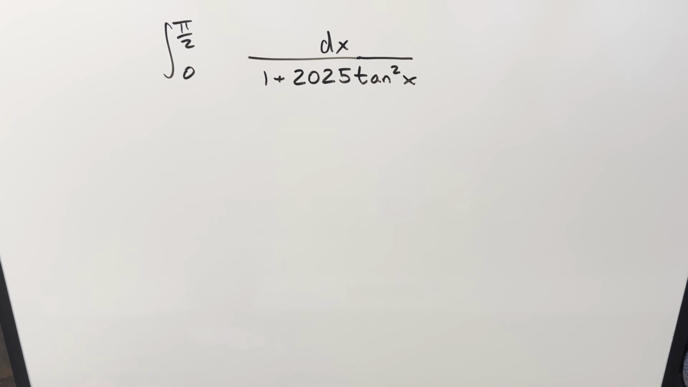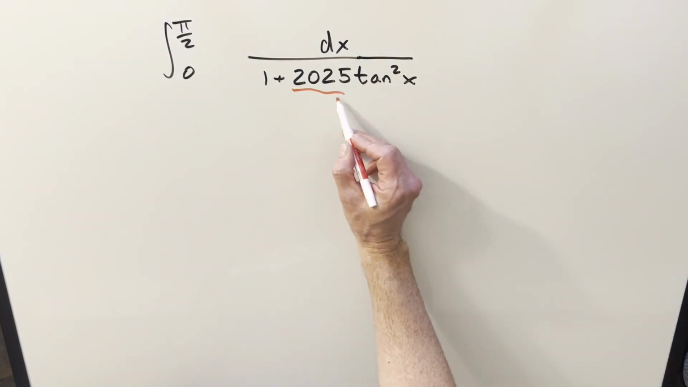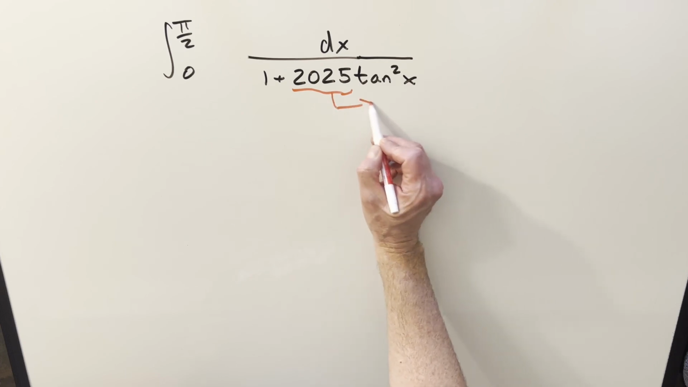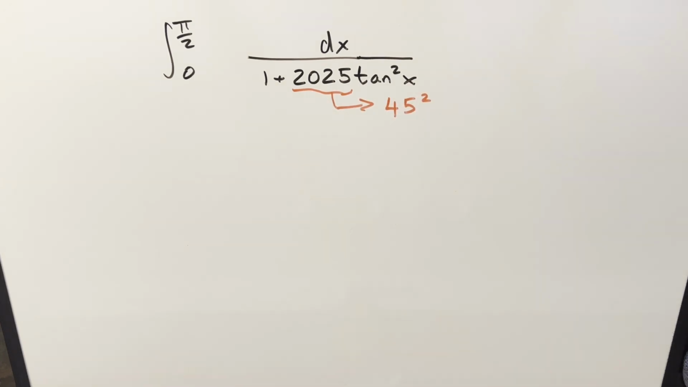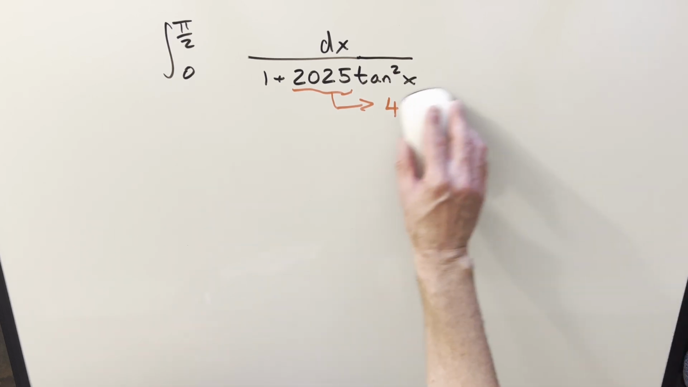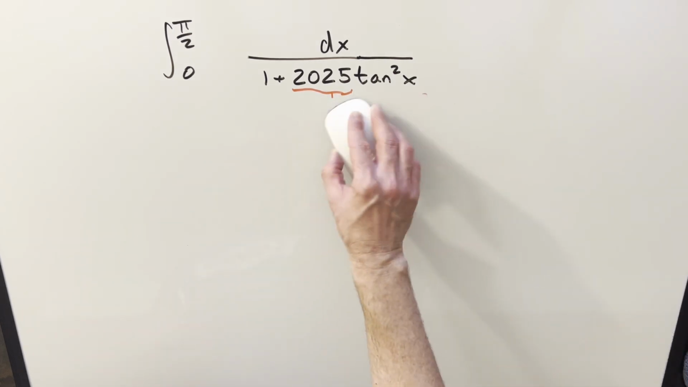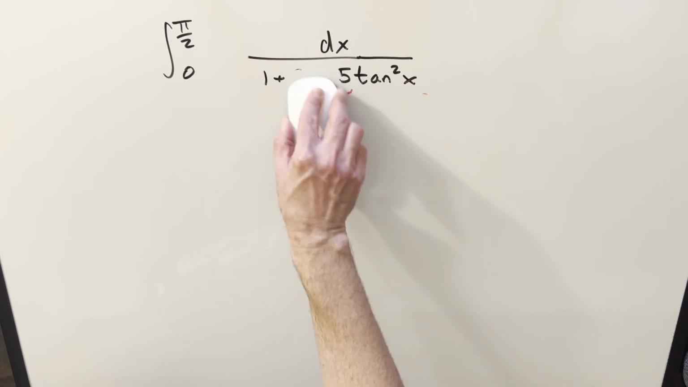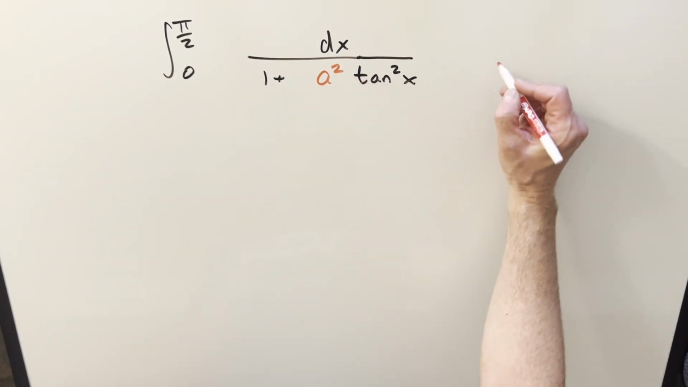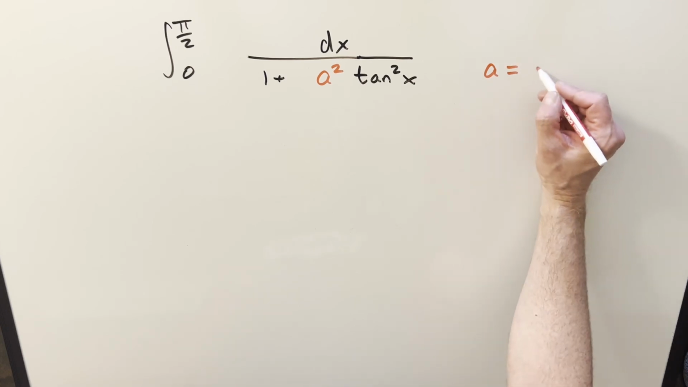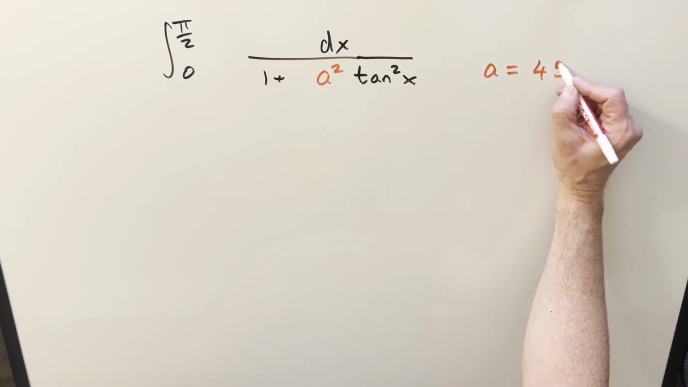Okay, we have written the integral from 0 to pi over 2 of 1 over 1 plus 2025 tan squared x dx. To get started, the first thing I want to notice here is 2025. This is going to be very nice because it's the same thing as 45 squared. So rather than deal with 2025, let's generalize this for any square number, any constant here. We'll just call this a squared, where we know when we come back and want our final solution, a is just equal to 45.